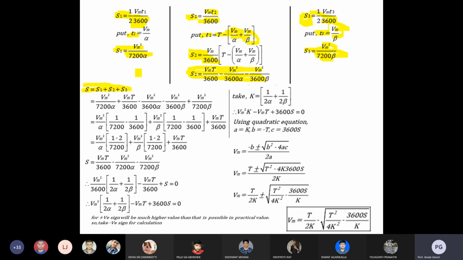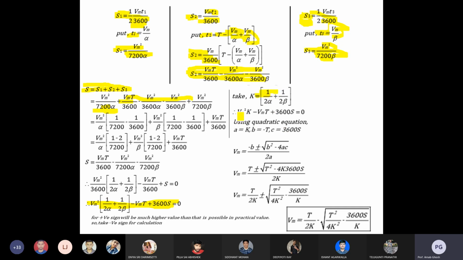Now you replace the value of S1, then S2, and finally S3, and equate all of them. Finally, you will get a quadratic equation. Here you consider a constant K, where K is equal to (1 by 2 alpha plus 1 by 2 beta).